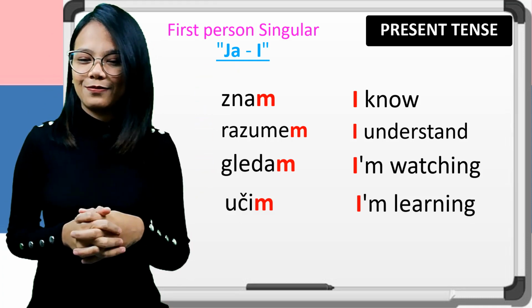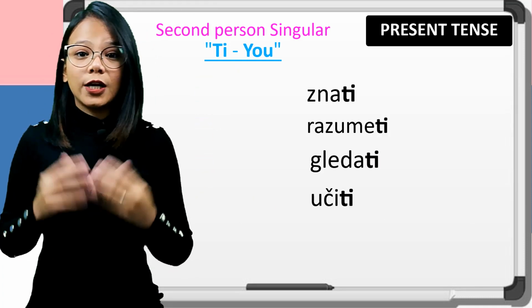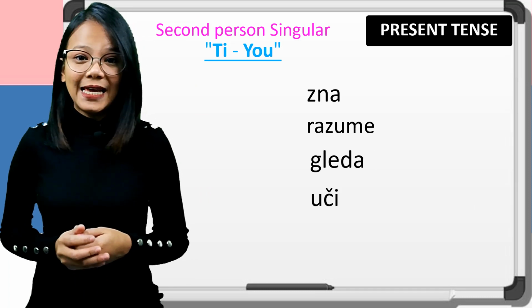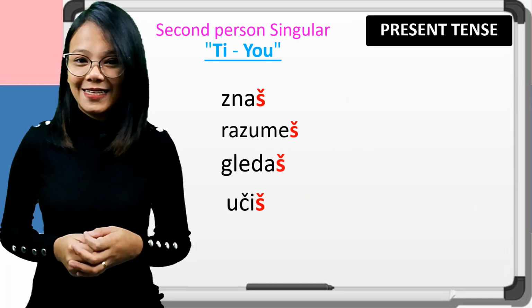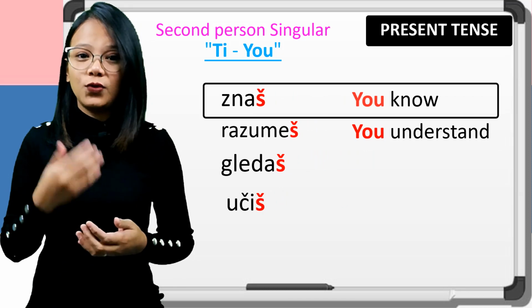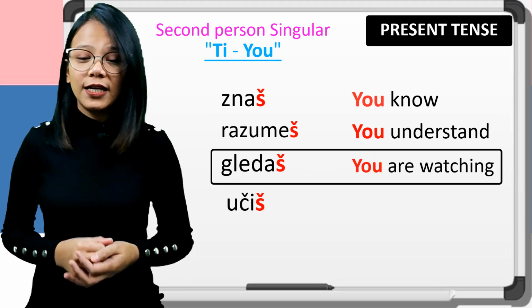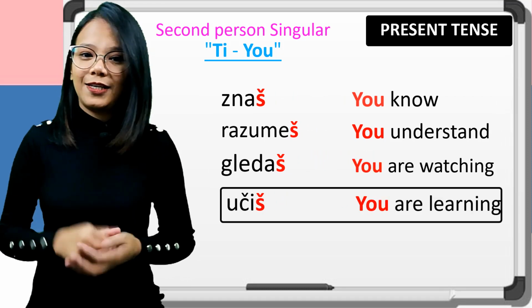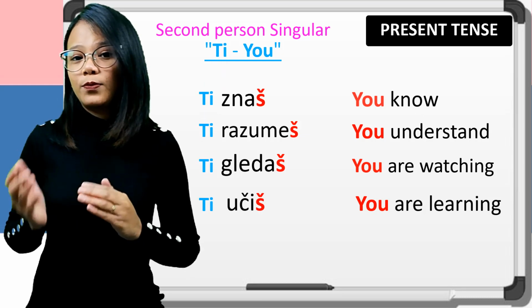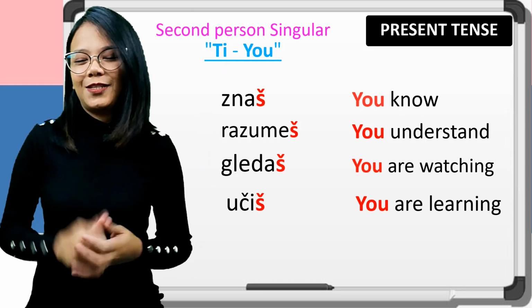It's easier. For the second person singular, you, just remove T and add sh. Znaš, you know, razumeš, you understand, gledaš, you are watching, učiš, you are learning. Again, you can add personal pronouns, but no need.